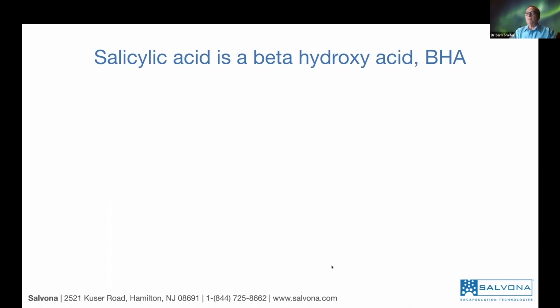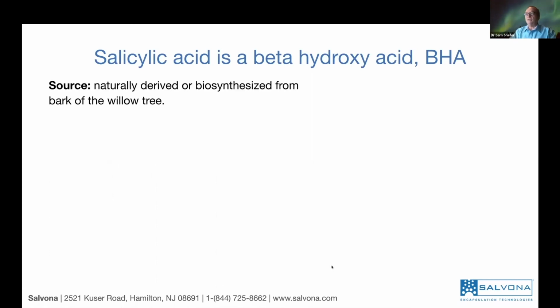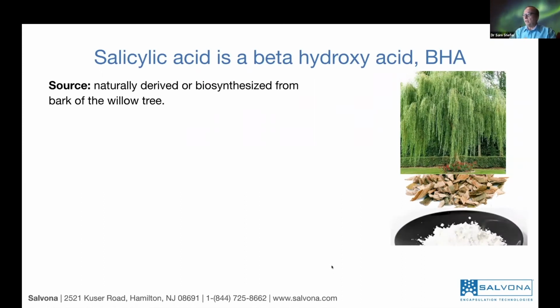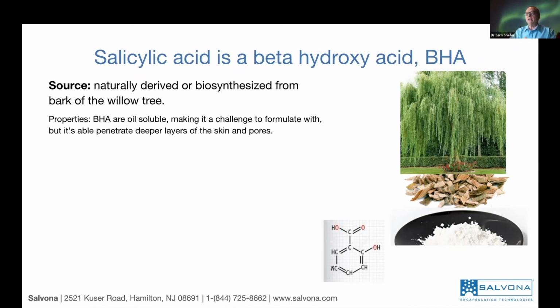I'm going to speak now about salicylic acid, which is a beta hydroxy acid. It's naturally derived or biosynthesized from the bark of the willow tree. If you are not familiar, this is the willow tree. It's coming from the bark of the willow tree, not from the leaves, and turns into powder, and this is the basic molecule structure of salicylic acid. What do we know about it? The major property is that this material and other beta hydroxy acids are oil soluble. I'll emphasize glycolic to be water soluble.